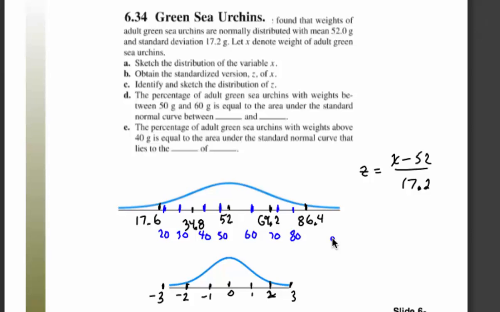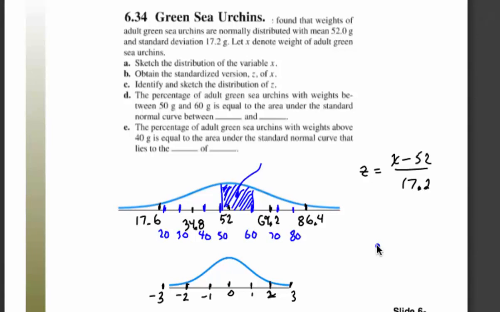Okay, so the percentage of adult sea urchins, okay, so this is the whole deal. If we want to know the percentage of sea urchins between 50 and 60, so what are we saying? I'm saying from here to here. That area right there is going to get me the percentage of sea urchins between 50 and 60. And how am I going to get that area? It's going to be the same as what? Yeah, we're going to get the corresponding z-scores for 50 and 60.